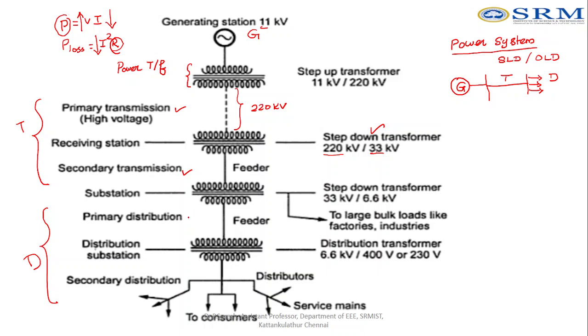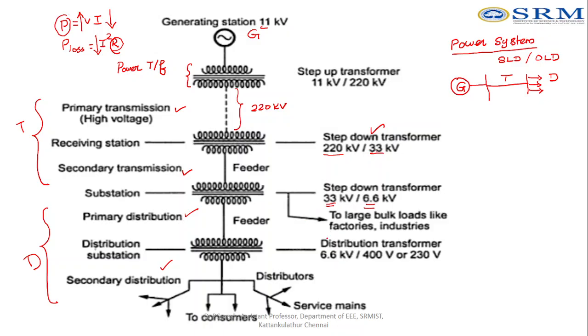For that case, we are going for primary distribution, and the second is called secondary distribution. For the primary distribution system, we are going to reduce the voltage from 33 kilovolt to 6.6 kilovolt, because this consumer requires slightly less voltage, so 6.6 kV.